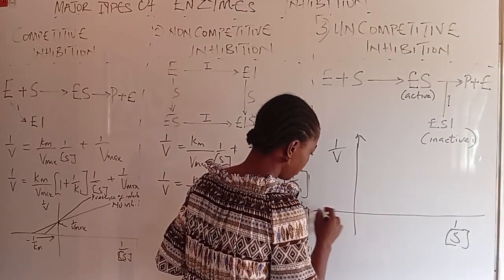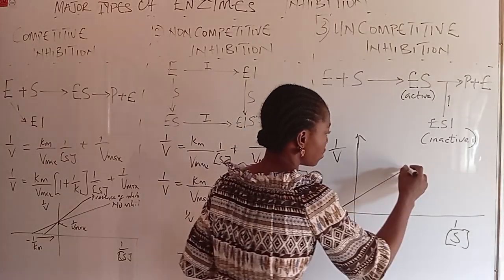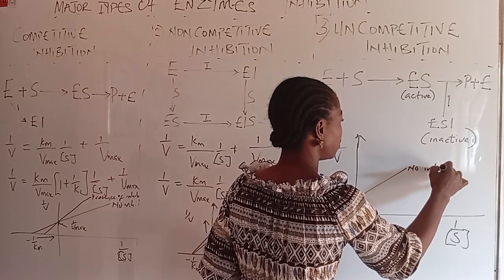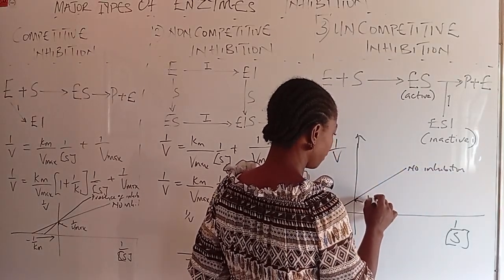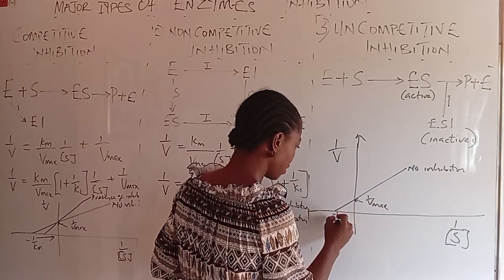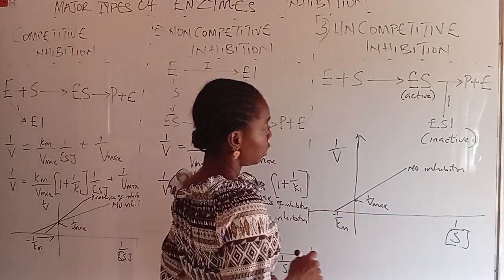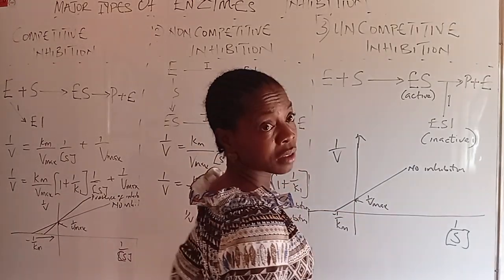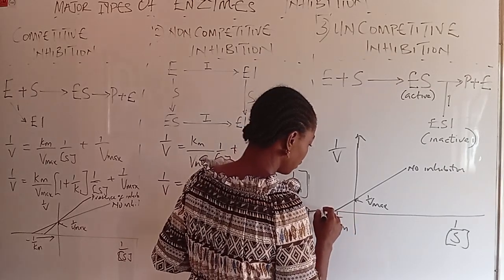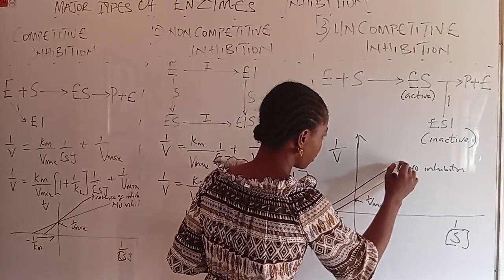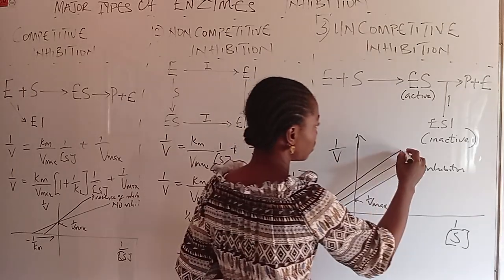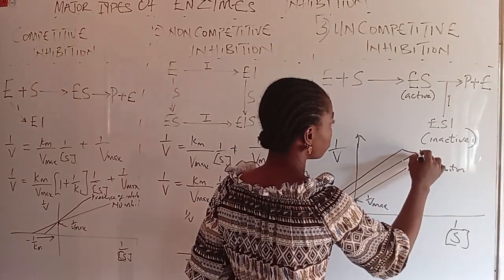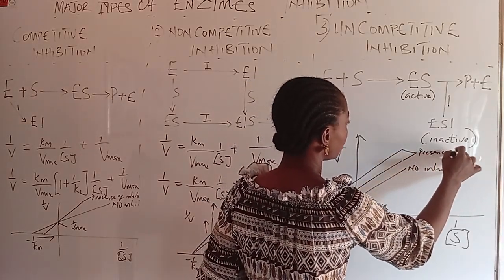Our usual plot, if there is no inhibition, should be this. This is no inhibition. Remember, here is the 1 over Vmax. Here is the minus 1 over Km. If this is uncompetitive inhibition, you're going to have a separate graph. Another one. So these ones represent presence of inhibition.